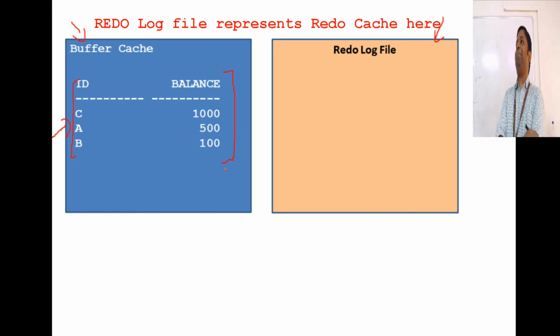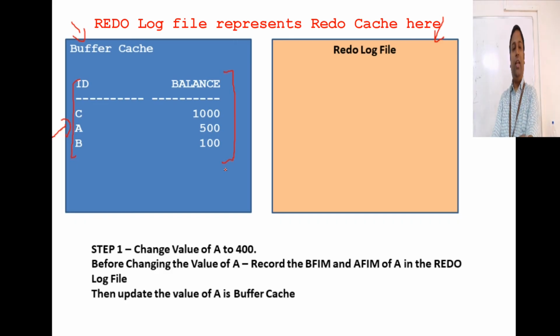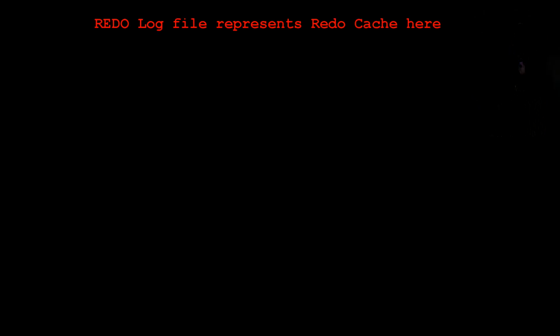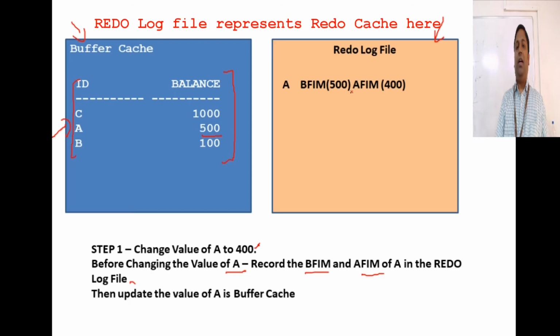The first step is we are transferring 100 rupees from A to B. What is the first step we have to do? Reduce 100 from A. This is the first step. Change the value of A to 400. And before changing the value of A, record the before image and after image of A in the redo log file. So what Oracle does internally is, okay, I'm going to change the value of A by subtracting 100. Before subtracting it, this is the before image, that is the old value, and this is the AFIM, that is the after image, 400.